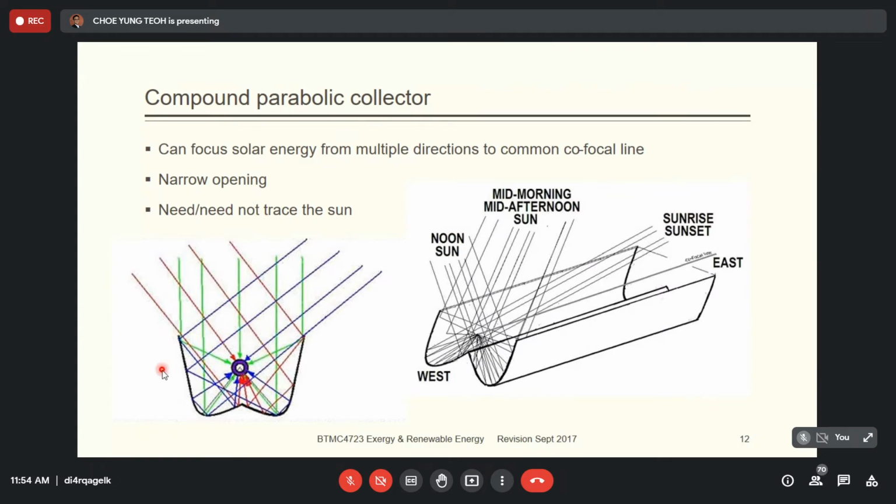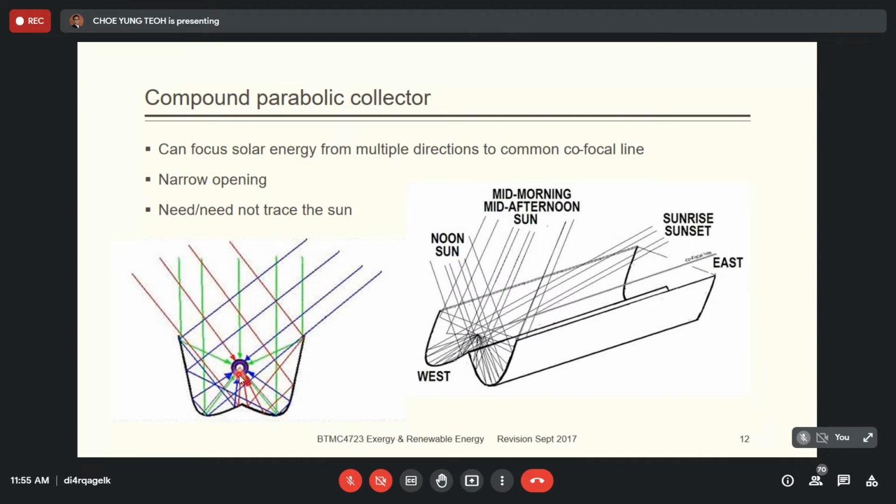If you refer to the figure on the left hand side, the sunlight hitting the surface will be reflected to the middle point. Not a point now, we can say it's a line. It should be a very long collector, and then you have a middle line, and the pipe, the fluid will pass through the middle line. So all the heat will be reflected to the middle line.